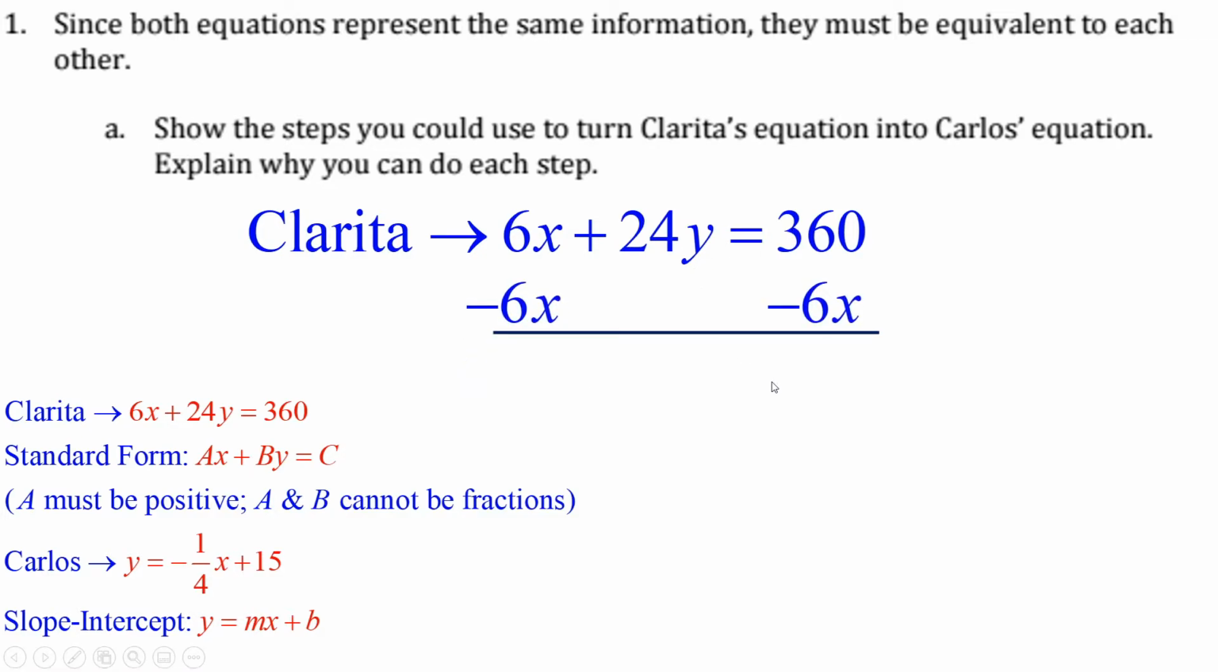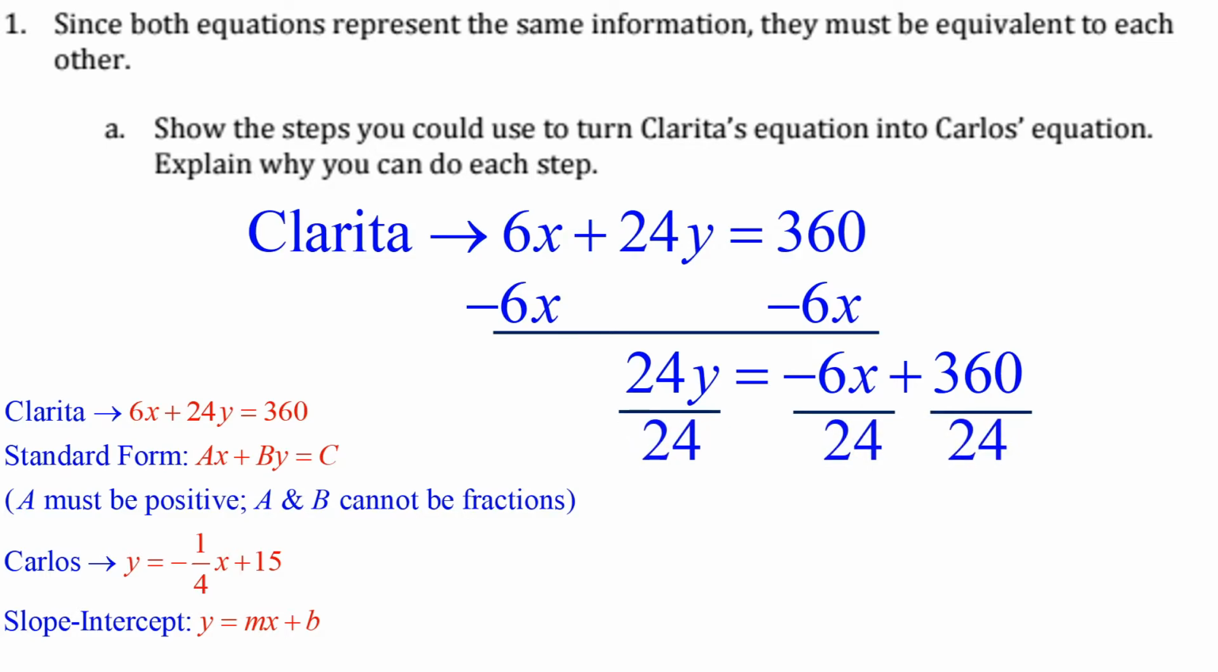Now we bring down the equals, and 6x minus 6x is gone, leaving the 24y. And on the right, these are not like terms. I cannot combine them. So I'm going to put my x term first. So I'm going to write negative 6x plus 360. And now, one more step, we have to undo multiplication by 24. So let's divide every term in this equation by 24. Just like that. Now let's simplify each term.